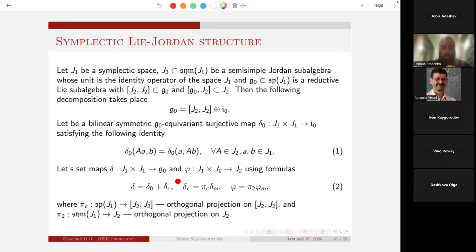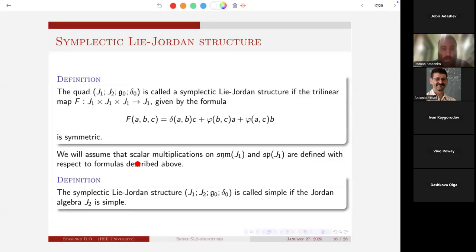And delta c. So you can introduce the special term. The quads J1, J2, G0, and delta 0 is called symplectic Lee-Jordan structure if the trilinear map F, given by the formula, is symmetric.